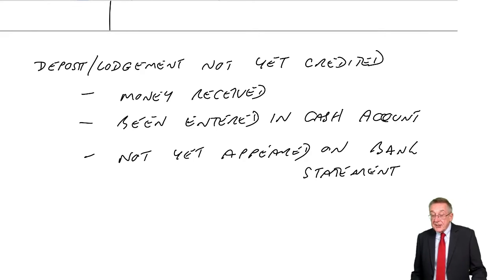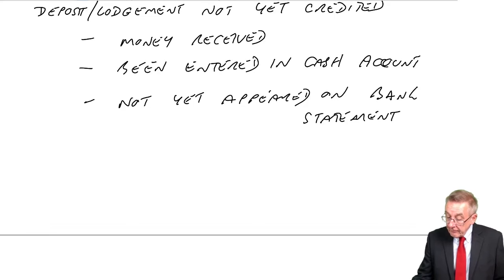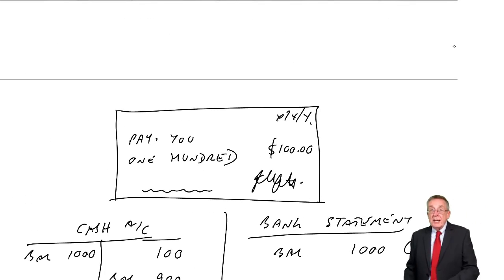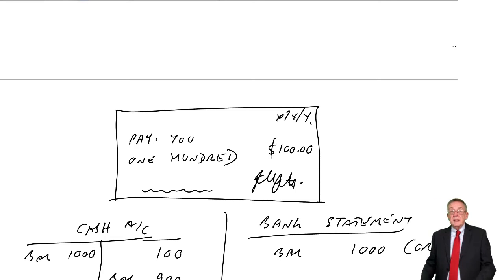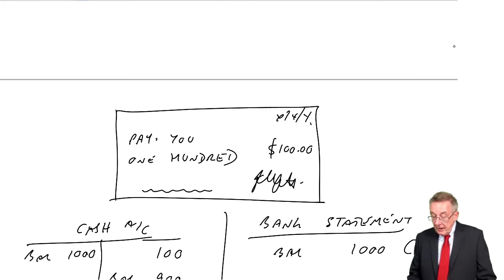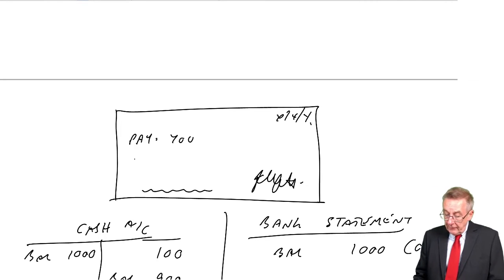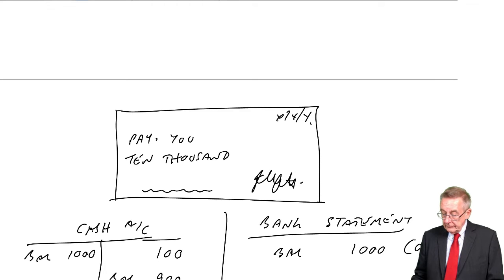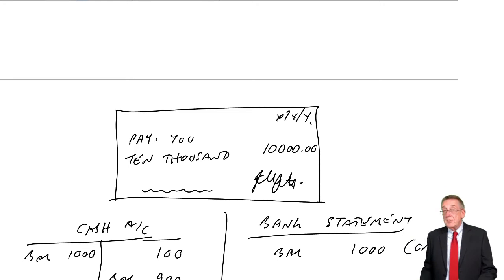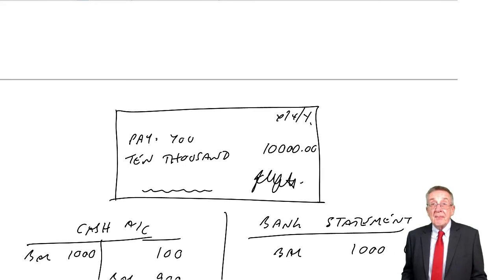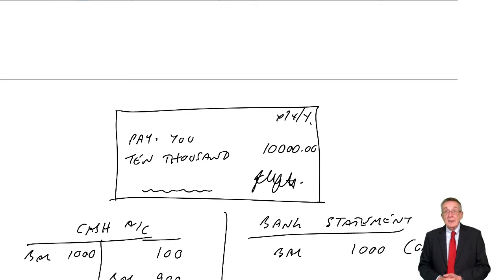Over the page, dishonored cheques. Well, what this is, I said I write a cheque to you, I owe you 100, write on a piece of paper. Well, what's to stop me doing this? To write a cheque and say, pay you 10,000. No problem. It's only a piece of paper. And of course you receive that and you're terribly happy. 10,000. But I haven't got 10,000 in the bank.